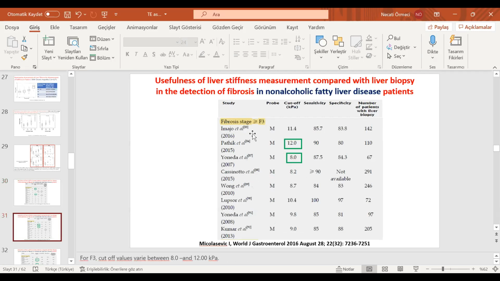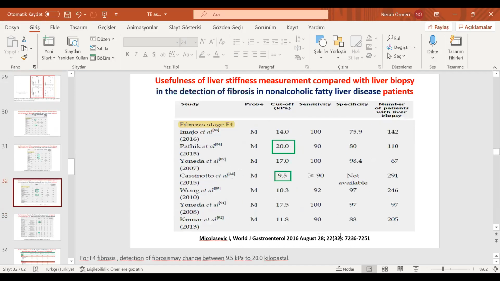If you look at F3 fibrosis, again there are huge differences between the cutoff values. This means it's difficult to differentiate F2 or F3 from each other. Again, if you accept F4 fibrosis, then the cutoff value is 9.5 to 20.